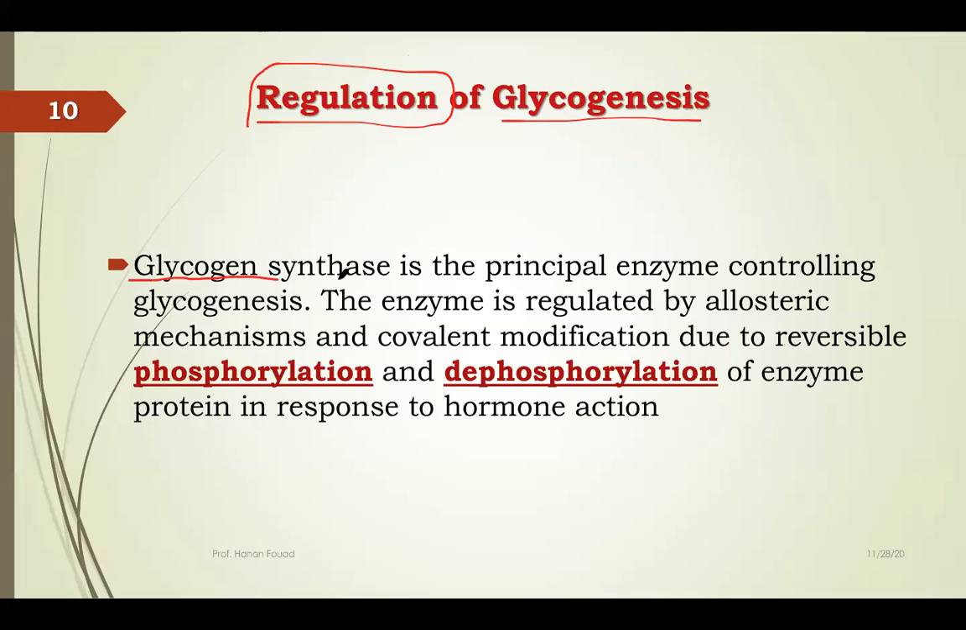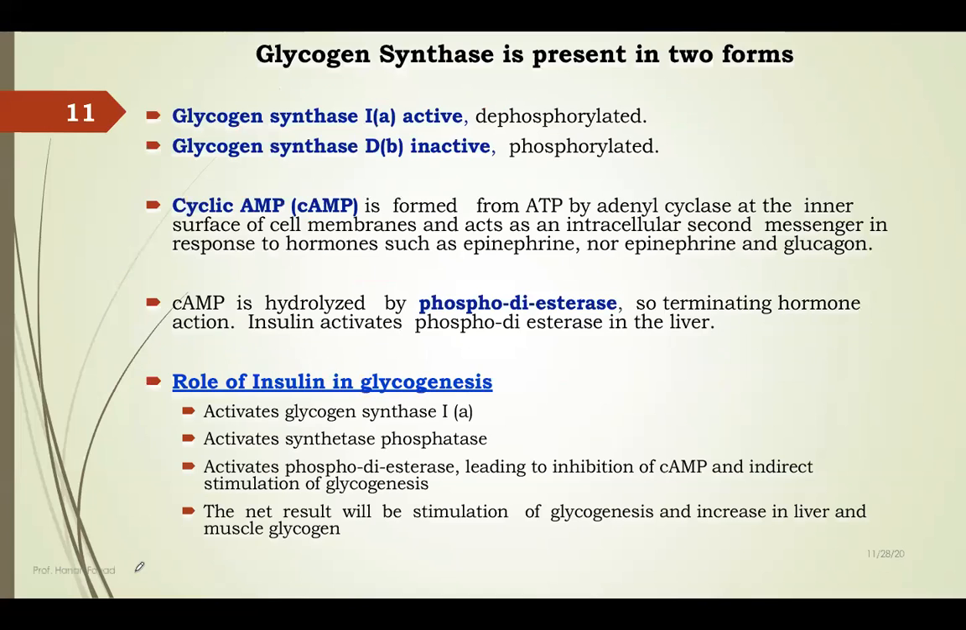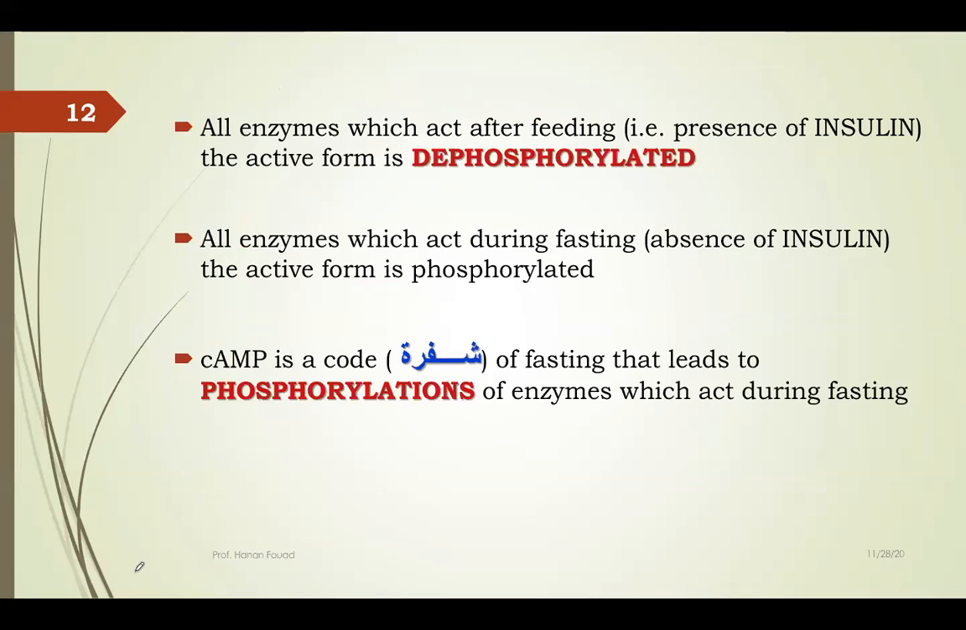So you have to study the regulation perfectly by heart. The regulation occurs by phosphorylation and dephosphorylation. What is the meaning of phosphorylation? Phosphorylation means binding of phosphoric acid to the glycogen synthase, okay? Dephosphorylation means removal of the phosphoric acid from the glycogen synthase. Again, regulation of glycogen synthase occurs by binding phosphoric acid or by removal of the phosphoric acid. So we have to study how phosphoric acid is added or how phosphoric acid is removed.